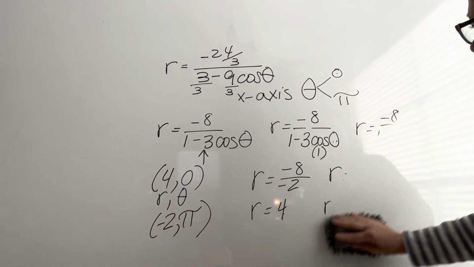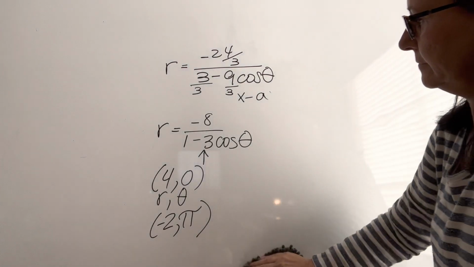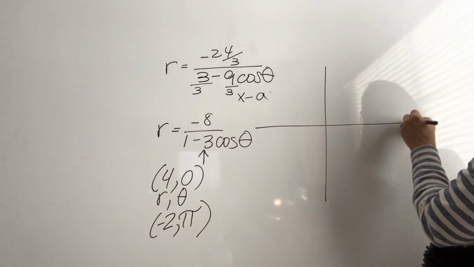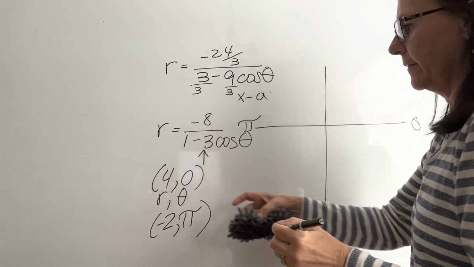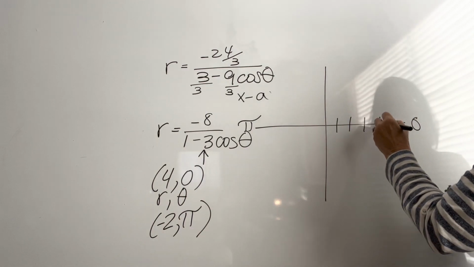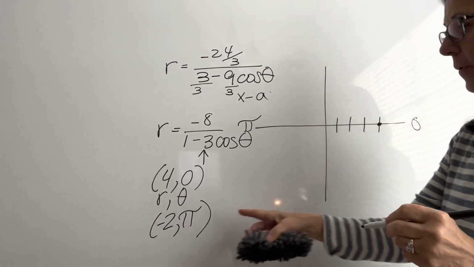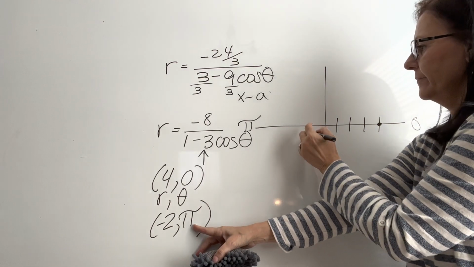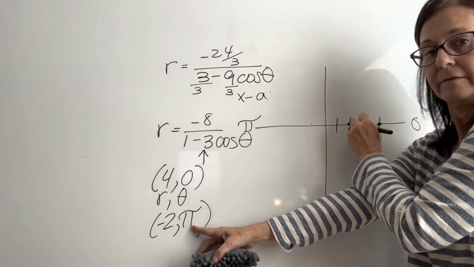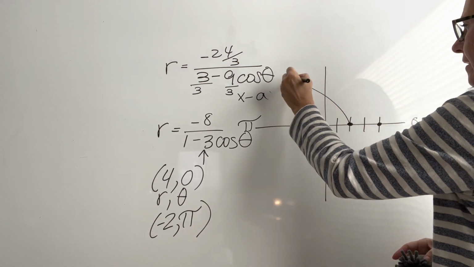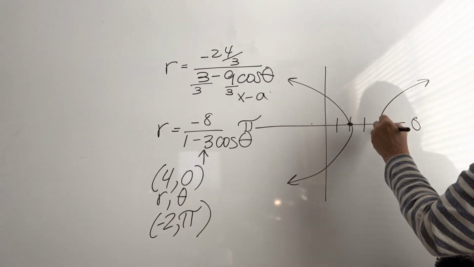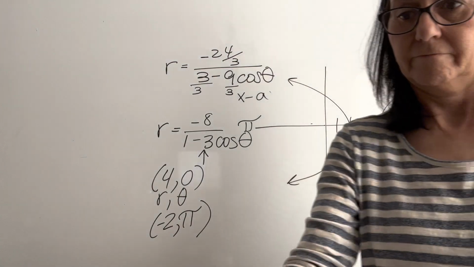I'm going to erase this. We look to the 0, we look to pi. When I look to 0, I go out 4. 1, 2, 3, 4. Here we go. When I look at pi, I go back 2. It's here. All right, so my hyperbola looks like this. Okay?